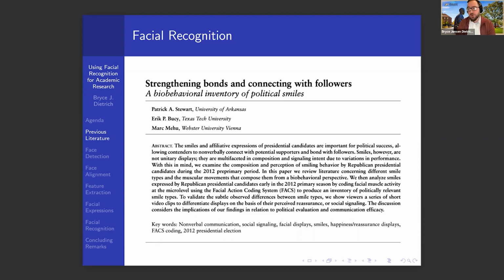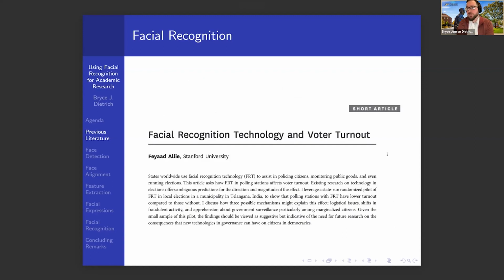The other trend in political science is that there's a couple of papers. So this is a JOP article in which facial recognition technology is the independent variable, and the dependent variable is things like voter turnout. And so those are the use cases that we currently see. But as we'll find out, there's a lot of other ways that facial recognition technology can be used for academic research, and I hope to elucidate some of those throughout the talk.